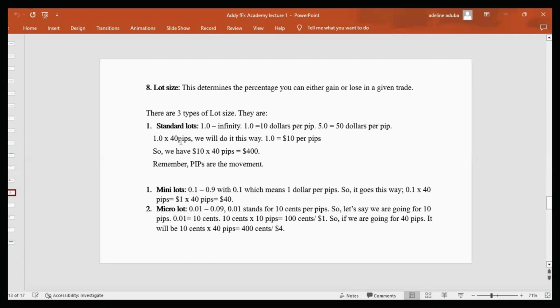Now, a standard lot size is for accounts starting from at least $1,000 upwards, or let's just say $5,000 upwards. You can use a 1.0 from $5,000 upwards. But people do use 1.0 on a $1,000 account. But then you have to know your risk. Are you going to use one position? Are you going to use two positions?